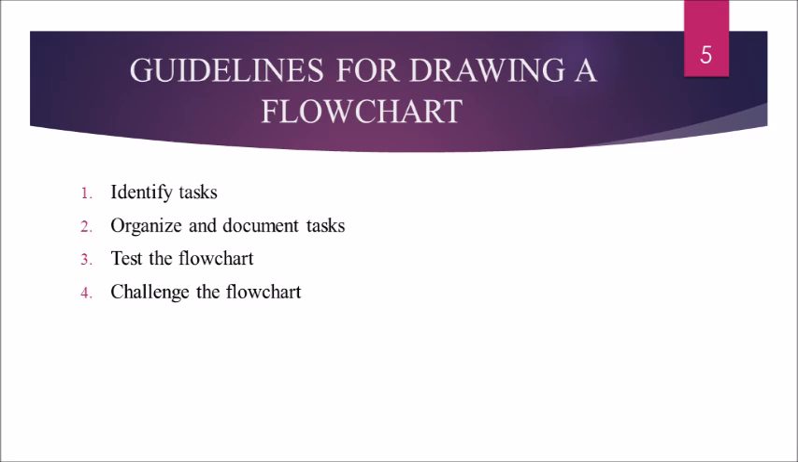Secondly, organize and document tasks. Start your flowchart by using and labeling the symbols appropriately. Ask yourself whether you have correctly represented the sequence of actions and the decisions involved in the process. And lastly, challenge the flowchart. If you want to improve the process, look at the steps you have identified and check whether any of them are unnecessary or whether they are duplicated.